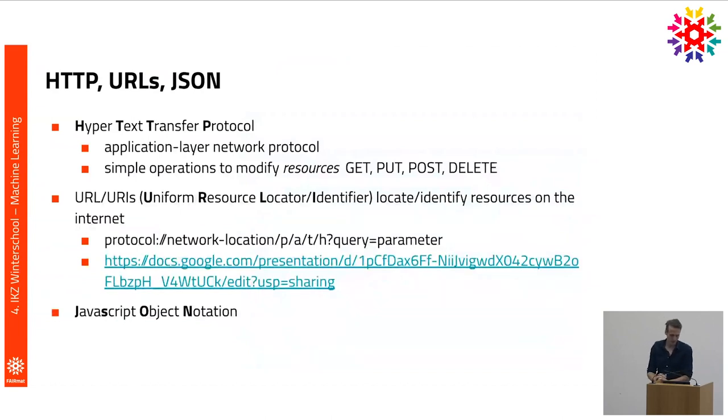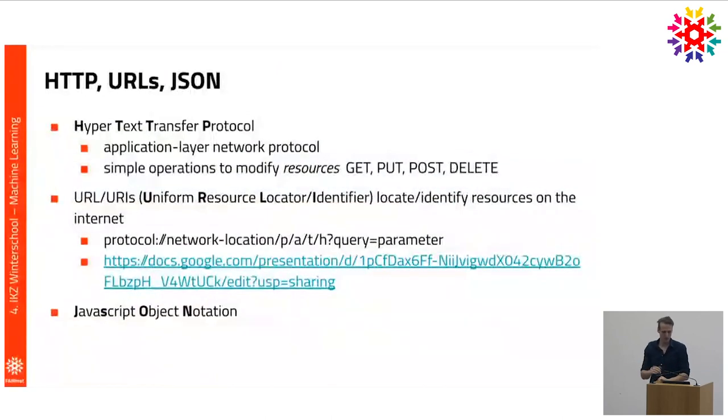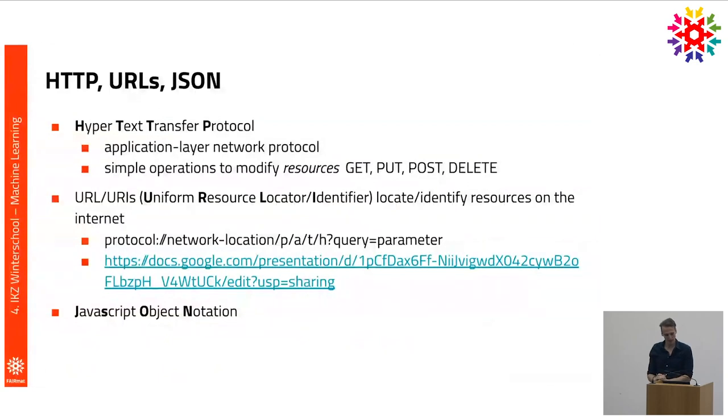A little bit about the necessary tools to do REST APIs. As I said, HTTP, the hypertext transfer protocol, the primary application layer networking protocol of the internet. This is what your browser uses to get your pages and show them to you. A very simple protocol to get and manipulate resources on the internet, and these resources are identified through URLs. You probably know what URLs are. You have used them in the past, for example, in your browser, and you will also use them in APIs.